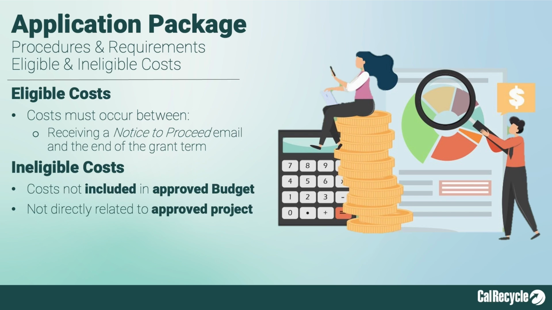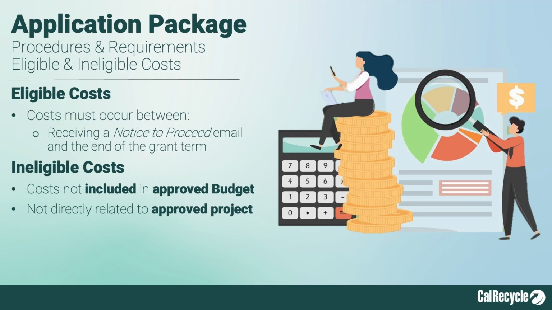Let's discuss the eligible and ineligible cost section of the Procedures and Requirements. Eligible costs vary for each grant program and may be broad to cover the scope. To ensure the integrity of the program and to meet the scope, CalRecycle may work with the grantee to discuss eligible and ineligible costs. We recommend that you reach out to your grant manager to request a review of potential costs.